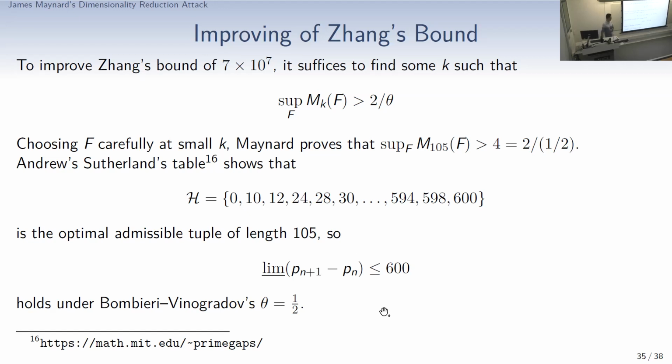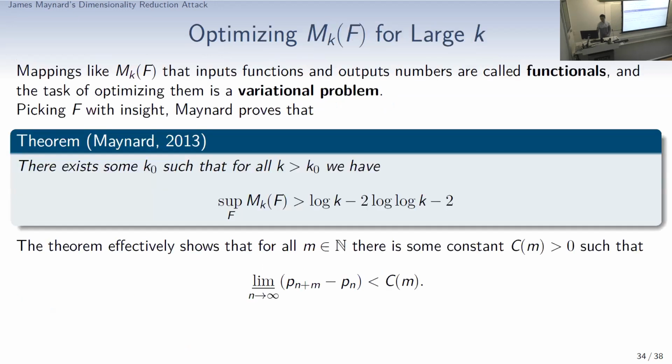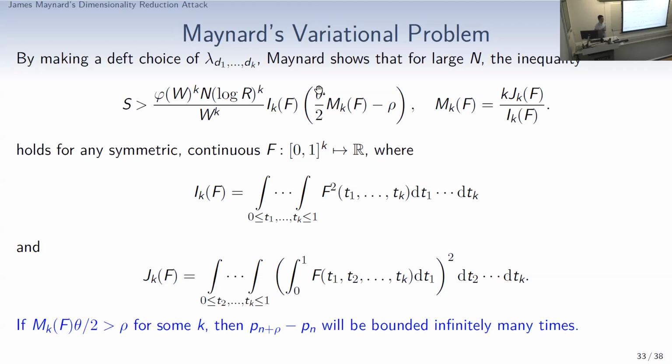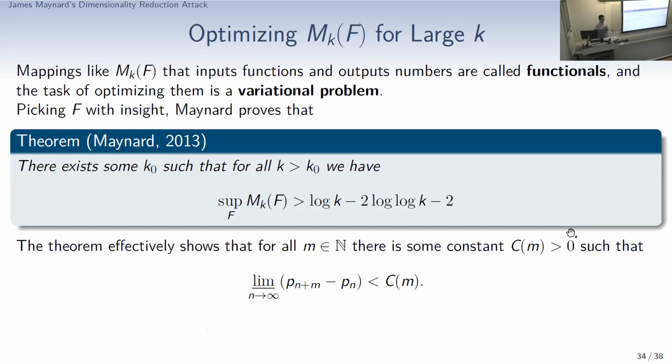And he improves it without modifying the value of theta, because up to the end, James Maynard did not plug in the value of theta. So if theta is improved in the future, he can just replace theta with the larger value and then calculate a different k to obtain a better value.